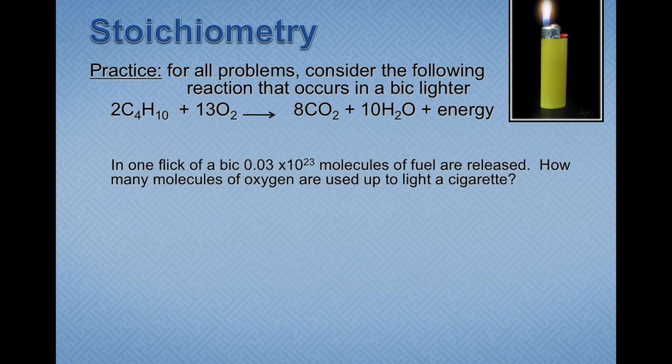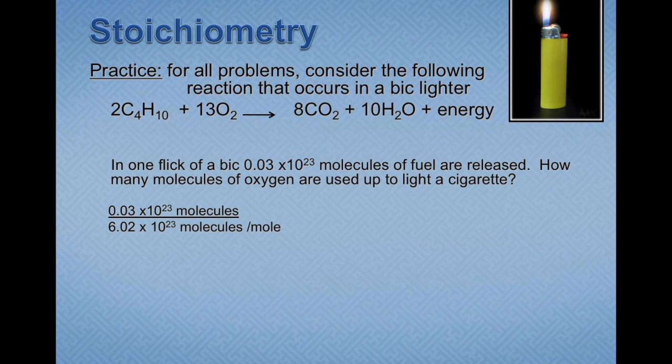Okay, let's do one more problem, but this time instead of figuring out mass, we're going to figure out the number of molecules that are released. So we're again going to use a Bic lighter. And let's assume that one flick of the Bic uses 0.03 times 10 to the 23rd molecules of butane. How many molecules of oxygen are used to light a cigarette? So let's just assume that takes one flick.